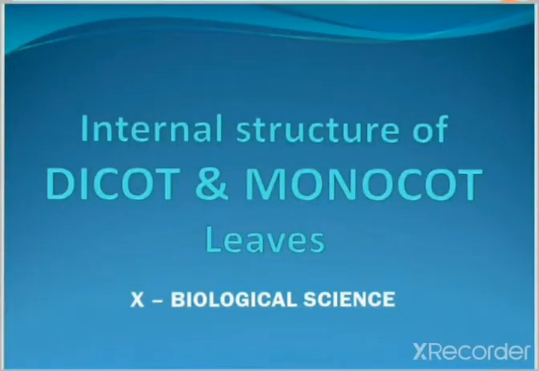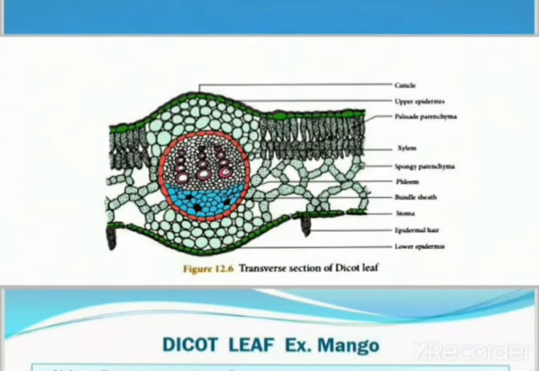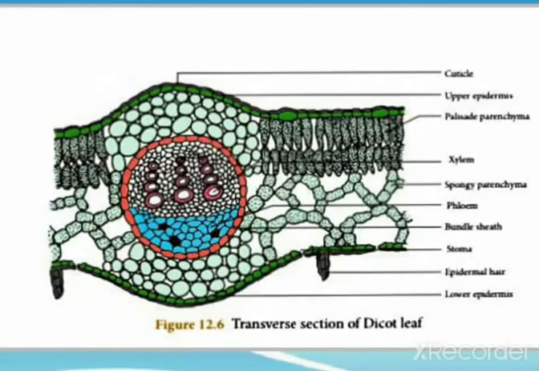Dear students, now we are going to discuss the internal structure of dicot and monocot leaves. First, dicot leaf. This picture shows the transverse section of a dicot leaf.